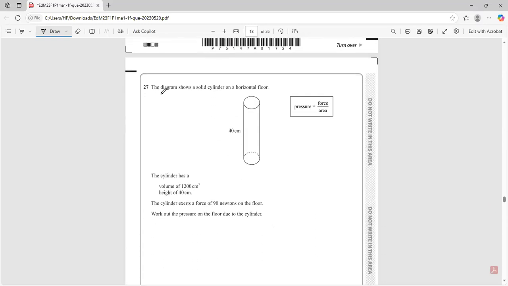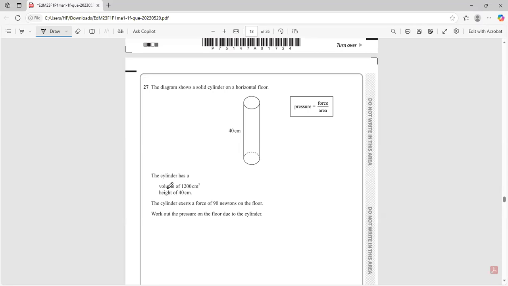The diagram shows a solid cylinder on a horizontal floor. Okay, it tells us that popular formula for pressure in physics. Pressure is equal to force divided by area.